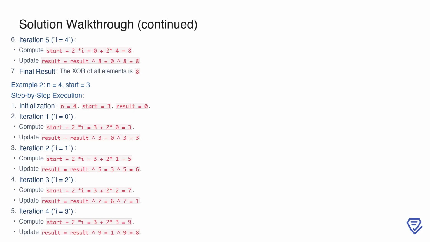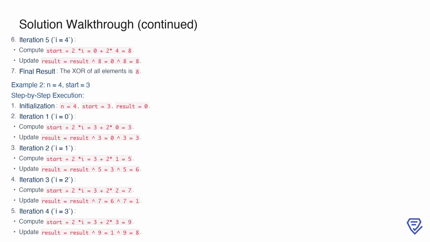Now, consider another example with n equals 4 and start equals 3. We initialize result to 0 and proceed. For i equals 0, the value is start plus 2 * i equals 3 plus 2 * 0 equals 3, and updating the result gives 0 XOR 3 equals 3. For i equals 1, the value is start plus 2 * i equals 3 plus 2 * 1 equals 5, and XORing this with the current result gives 3 XOR 5 equals 6.